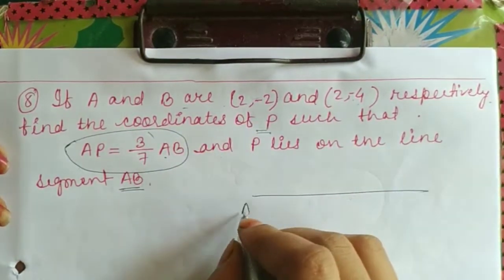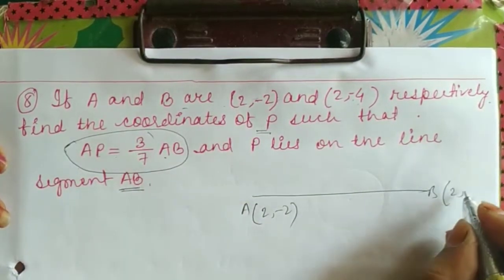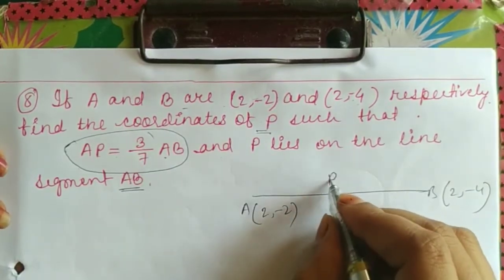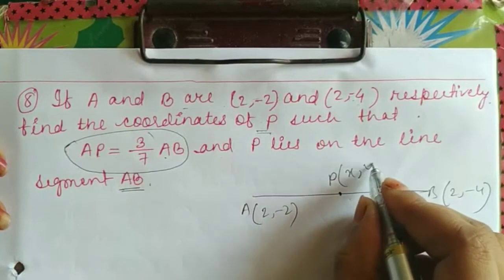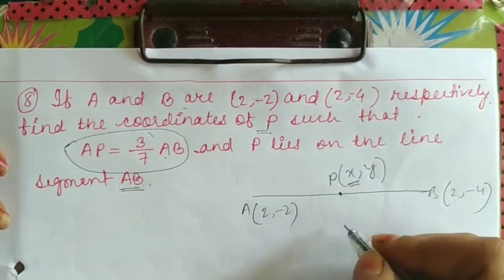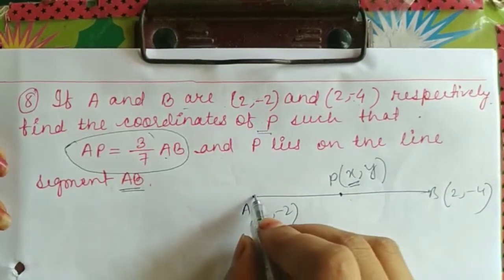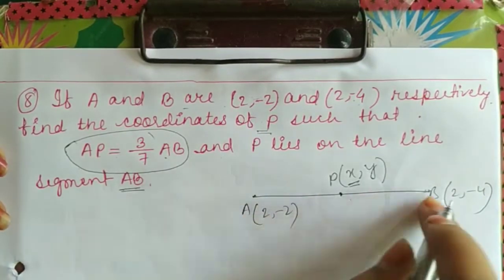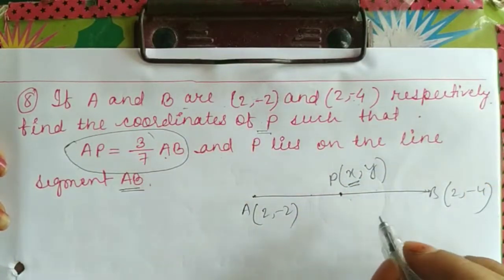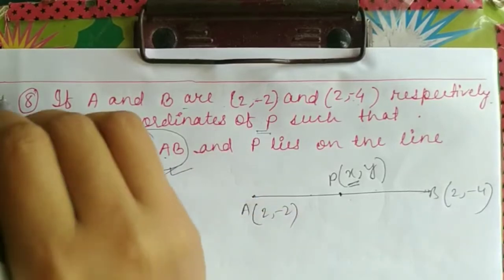Suppose this is a line AB where the A coordinate is 2, -2 and B is 2 comma -4. And a point of intersection, this one P, where coordinate of P is x comma y. So we have to find the coordinate of this P. And we don't know what is the ratio of these two. This is a very important question.